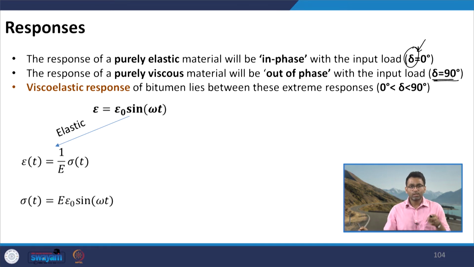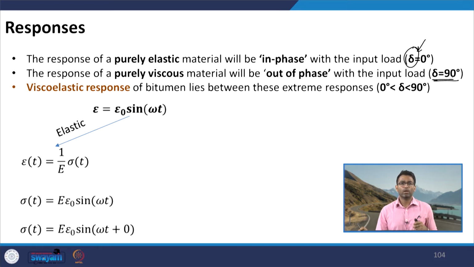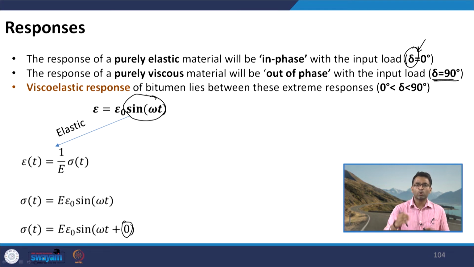Now, the same expression I can write in this way, that sigma t is equal to E epsilon naught sin omega t plus 0. So, this 0 indicates actually that the response is in phase. What do I mean by in phase? That the response was in terms of a sinusoidal curve with a frequency of omega t, and the similar response I am getting with respect to strain in terms of sin omega t. So, nothing is changing here, alright. So, therefore, this is omega t plus 0.